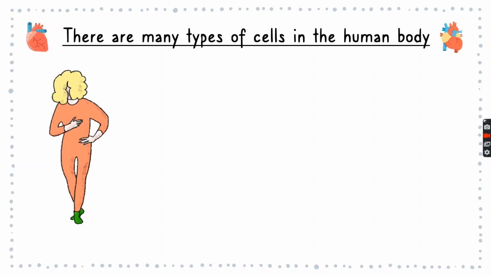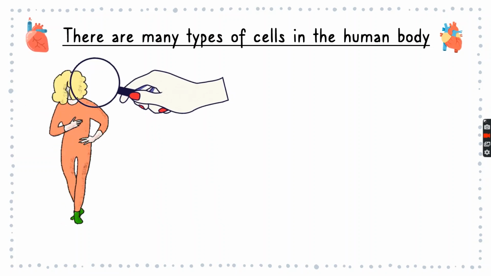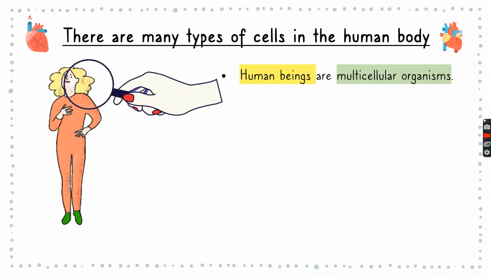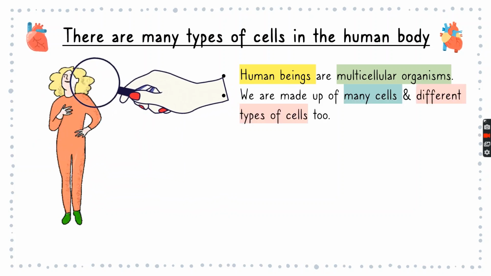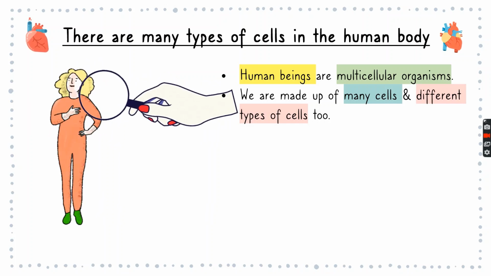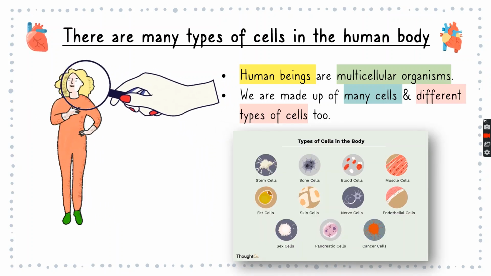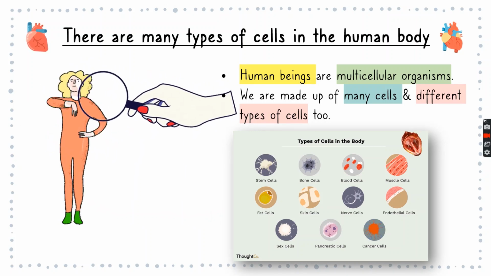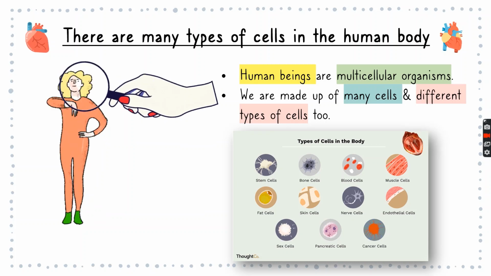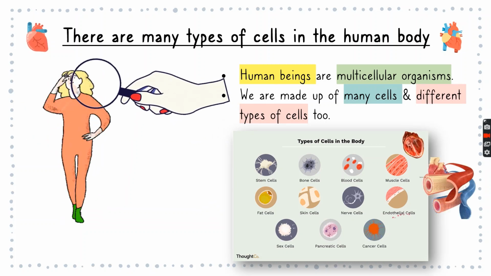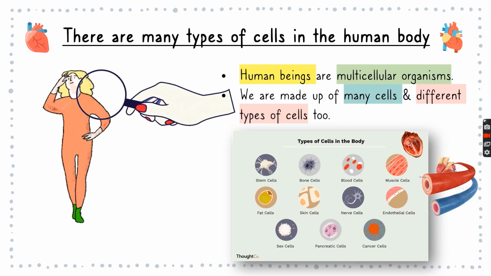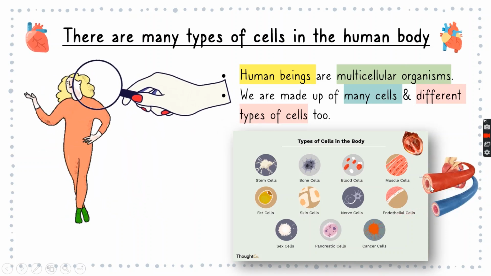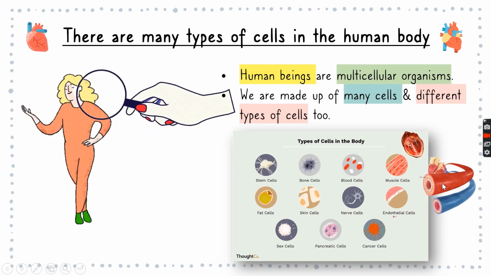There are many types of cells in the human body, so we have to take a closer look. Human beings are multicellular organisms, and we are made up of many cells and even different types of cells. These are a list of examples of types of cells that are found in the body. Muscle cells make up the heart, and endothelial cells are the cells that you can find lining the insides of blood vessels.